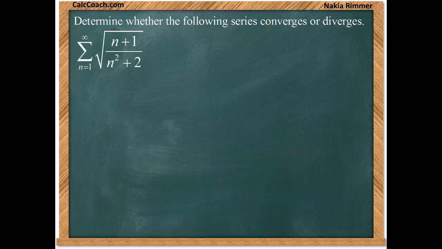Determine whether the following series converges or diverges. Sum from 1 to infinity of the square root of n plus 1, all over n squared plus 2. The presence of those plus signs separating the terms is an indication that ratio, maybe even root, won't work well.